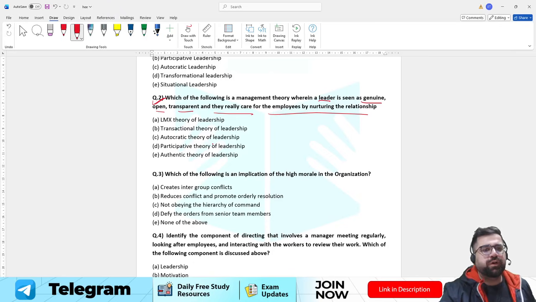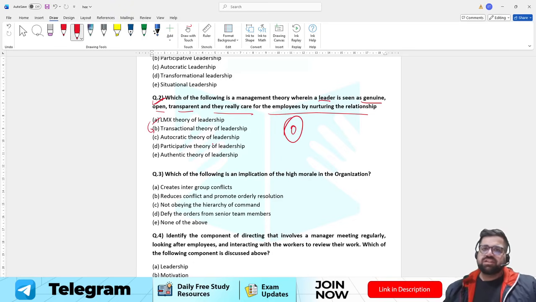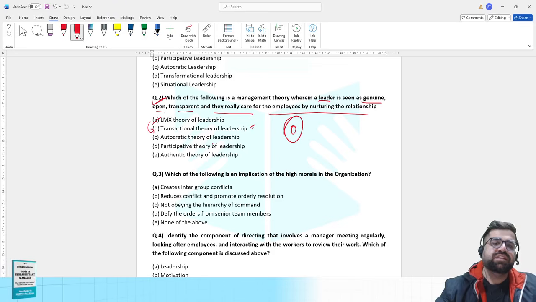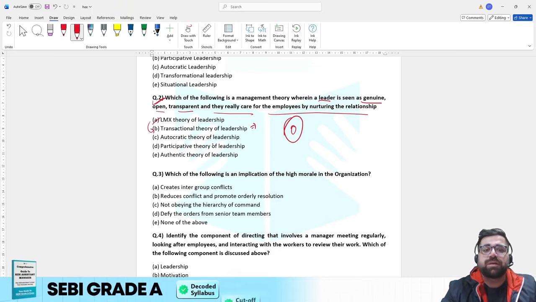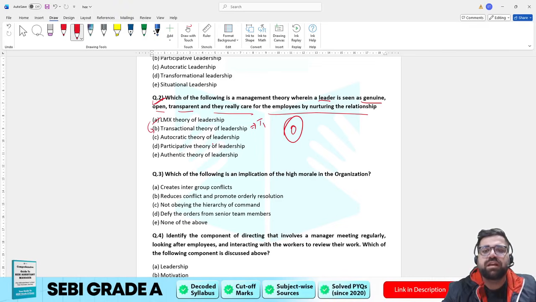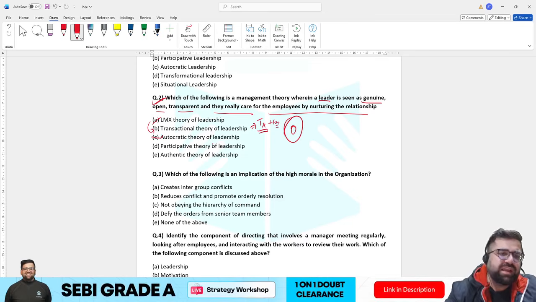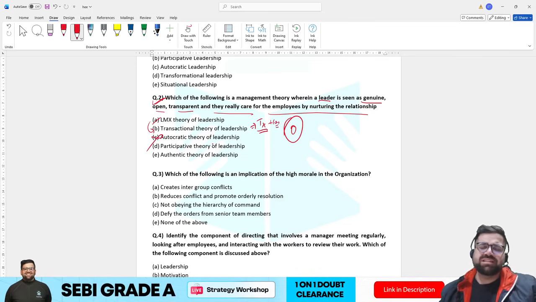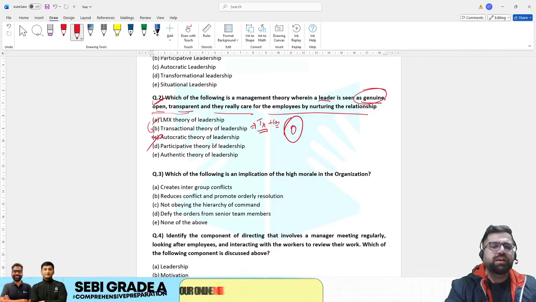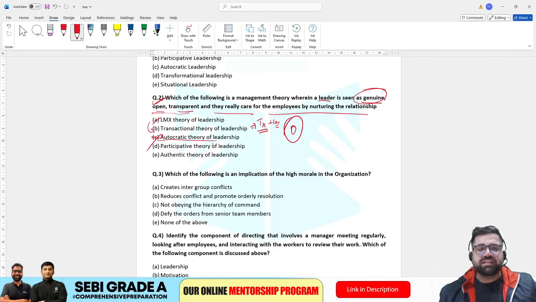LMX theory? No, LMX is a transactional theory. If you know, in LMX you make multiple groups, in-groups and out-groups. Transactional theory also doesn't make any sense because transactional leaders will not make any kind of personal relationships with your employee. They will not care for employees because they are kind of theory X persons and they are using the carrot and stick approach. Autocratic again does not make any sense because the leaders are genuine, open and transparent. So autocratic also never makes any sense.